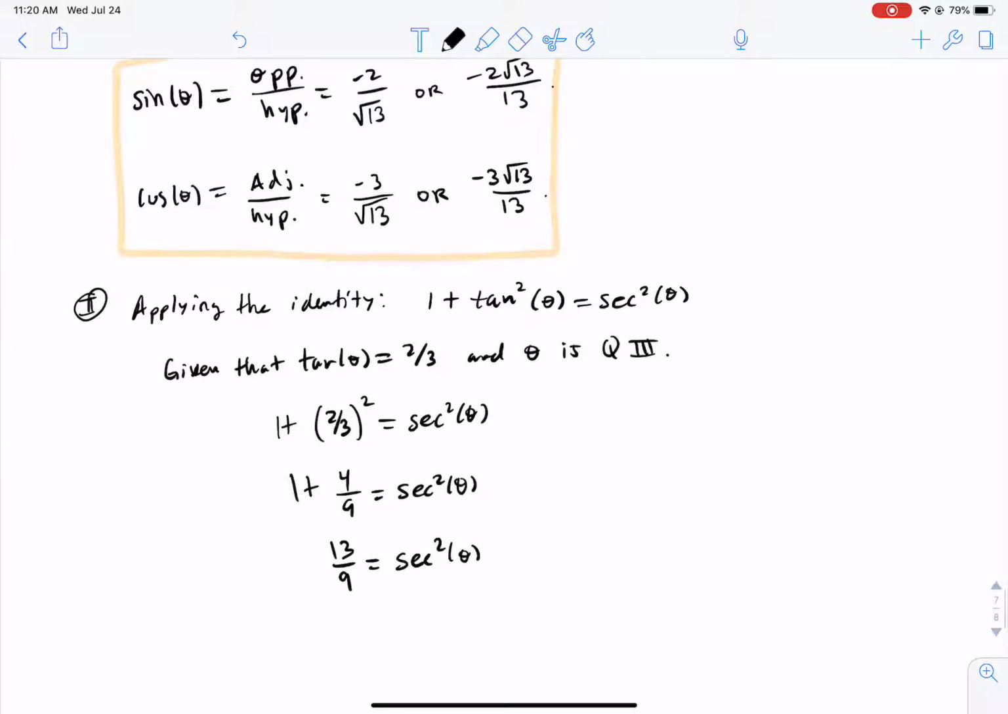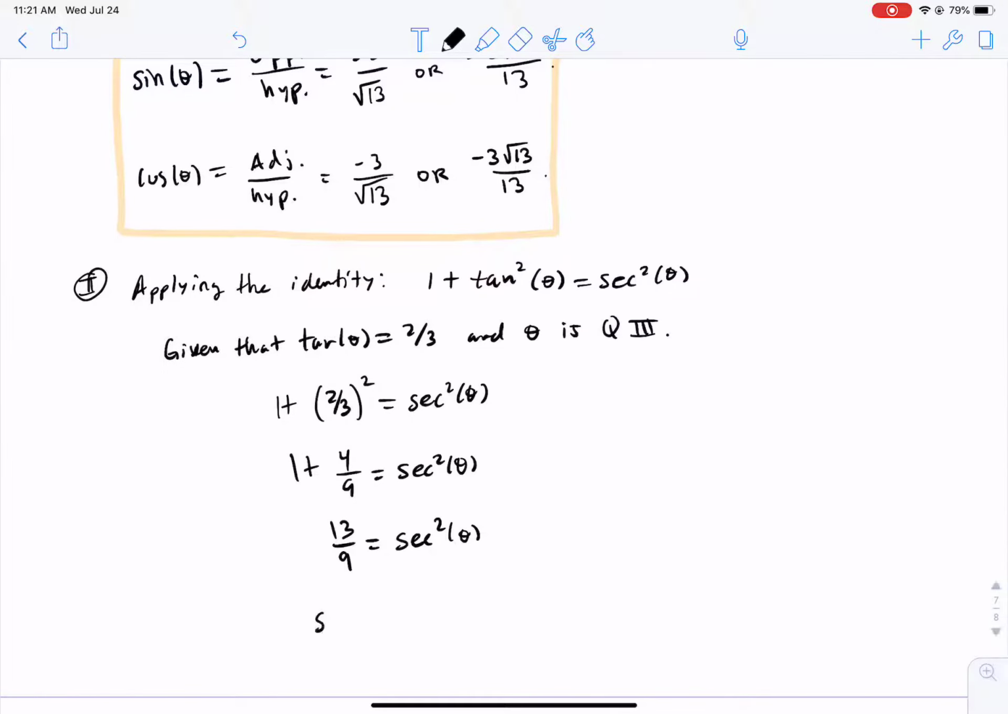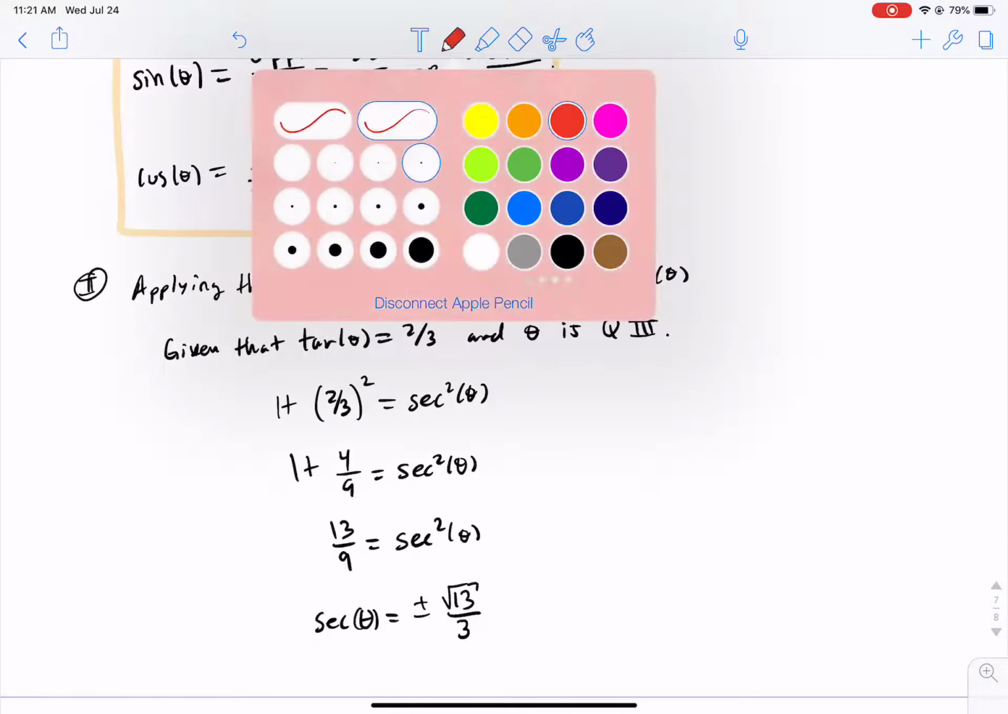Secant squared. So what is secant theta? Square root of 13 over 3. But it could be positive or negative, right? So positive or negative radical 13 over radical 9, which is 3. So why do we select the negative one instead of the positive? Yes, because theta is in quadrant 3.